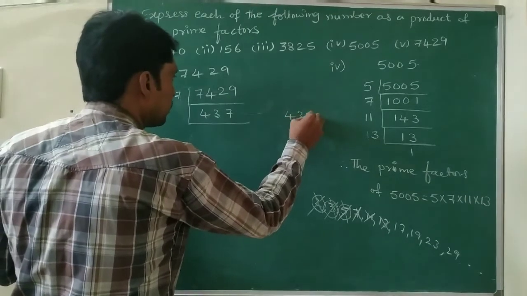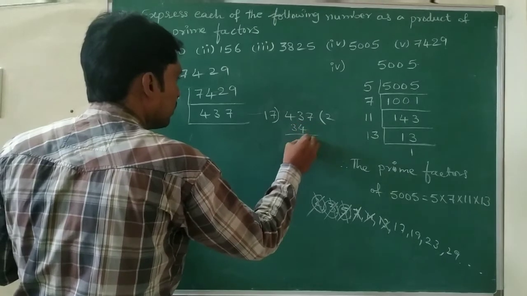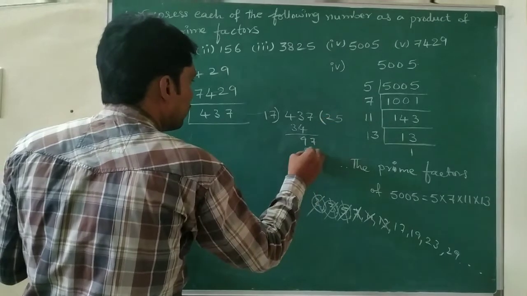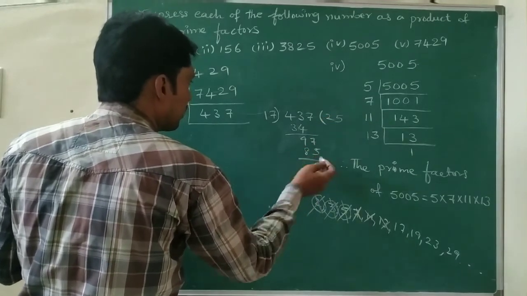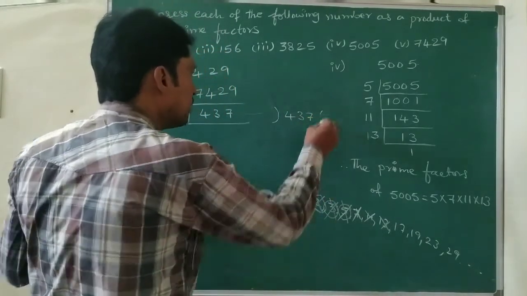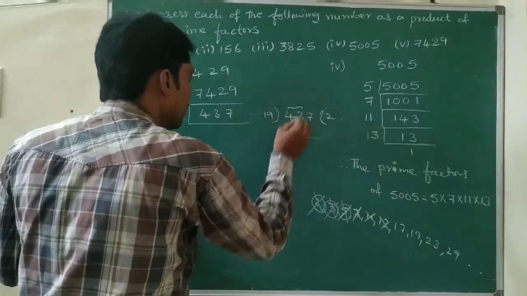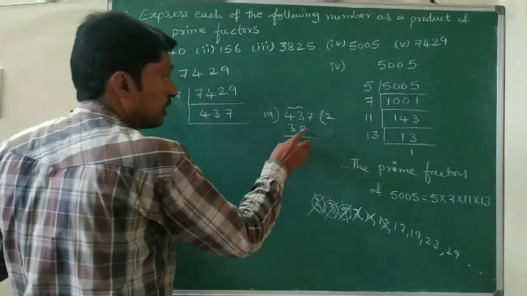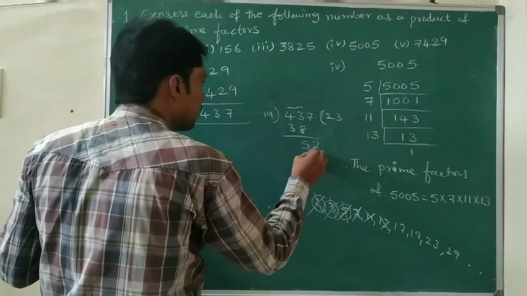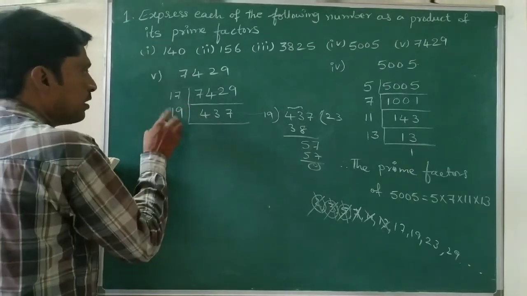Now next number, that is 437. 437, 17 just check it. 17 2s are 34. Here 9 and 7. So 17 5s are 85. Means we are not getting remainder 0, so it is not exactly divisible. Means next one more prime number you have to take, that is 19. 19 2s are 38. So here 13 minus 8, that is 5. 7, this 7. So 19 3s are 57. So remainder we got is 0, exactly divisible. Means next prime number is 19.